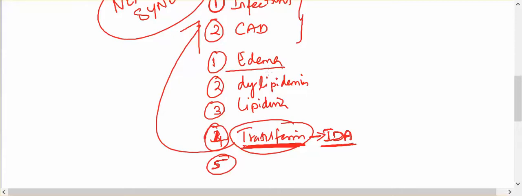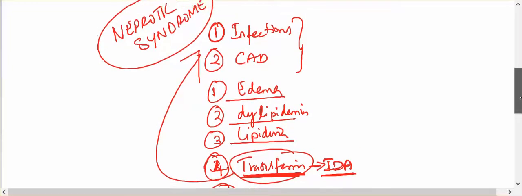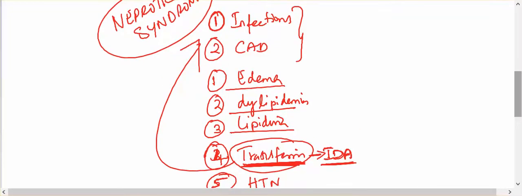So now there is edema, dyslipidemia, lipiduria. Apart from that, there will be coexisting hypertension because of the alteration in the circulation. I think most of the things we covered. These are the things we see in nephrotic syndrome. If we have these symptoms and signs, then we call it nephrotic syndrome, and the most important criterion is a loss of 3.5 grams per day. Do you understand? I'm going fast.